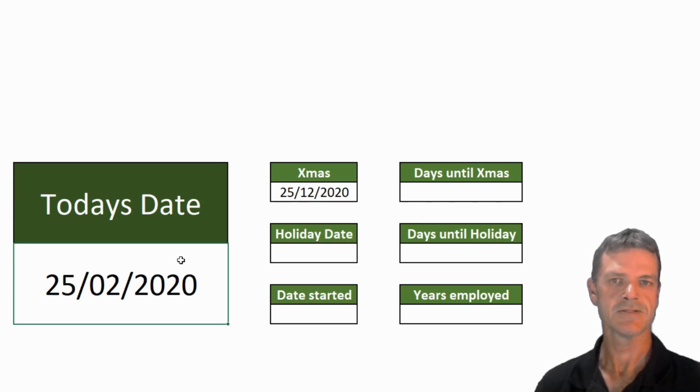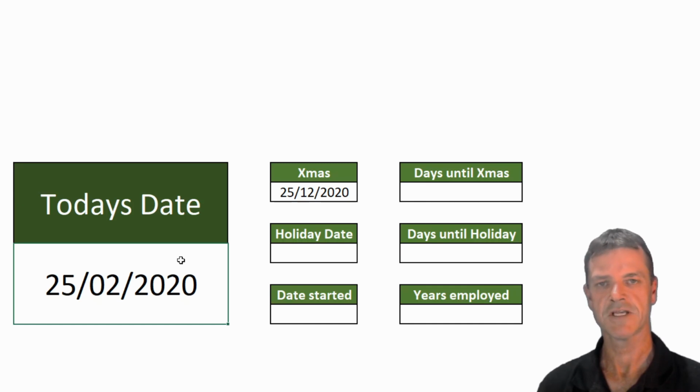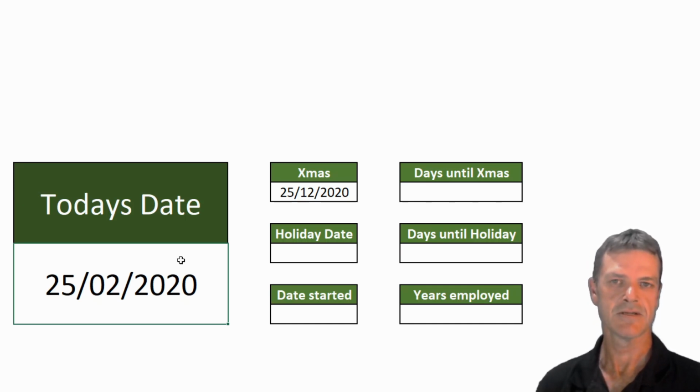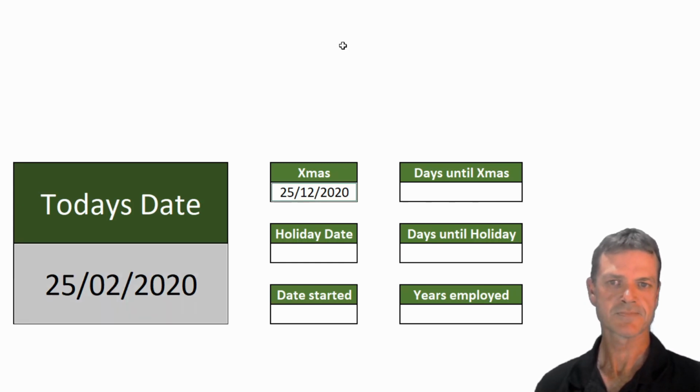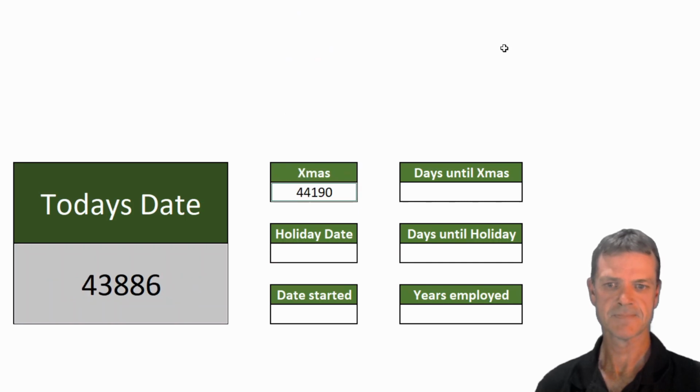Pretty difficult to work out, isn't it? You'd have to refer to a calendar, count up the days. It's going to take you quite a bit of time. So let's just change the format on these two and show them to us as a number.